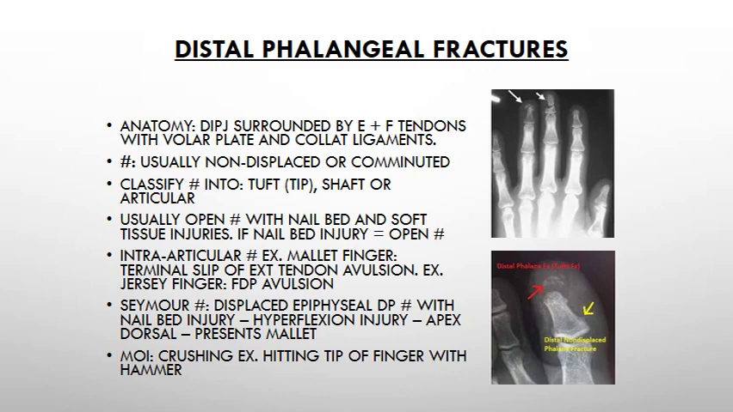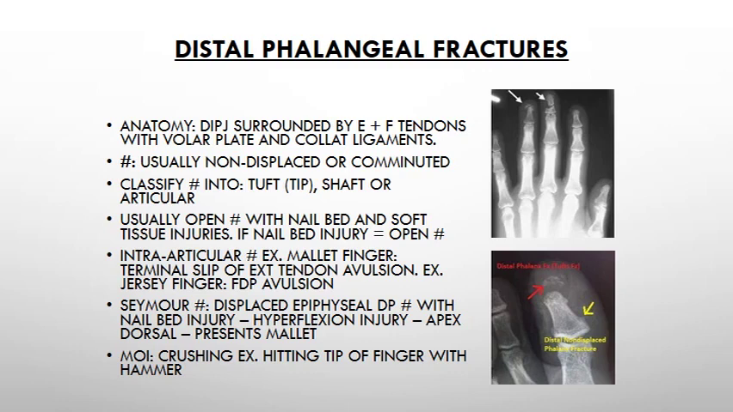So with an FDP avulsion, a jersey finger, this decision has to be made. Is it an avulsion of a bone or is it a tendon injury? If it is an avulsion of the bone, the management decision is different compared to a tendon injury, where tendon protocols need to be part of the management.